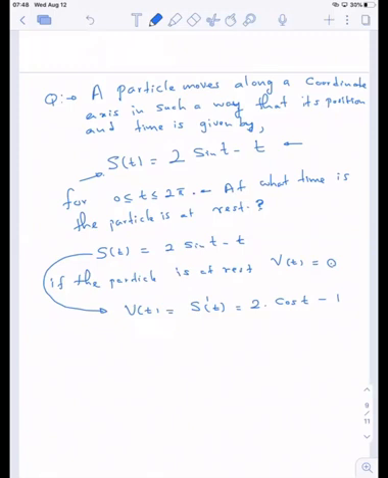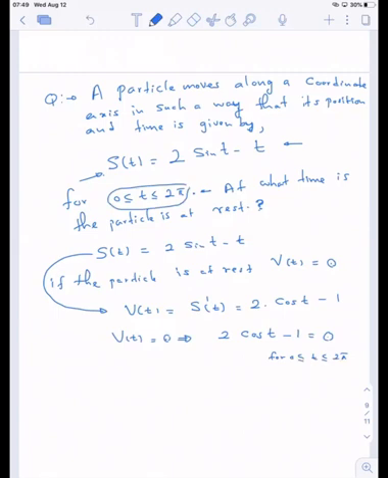And now we have the function of the velocity. Now if the velocity is equal to 0, that means v(t) should be equal to 0 for the particle to be at rest. So our velocity equation is 2 times cosine t minus 1 equal to 0. And another thing that we know is this function is valid only between 0 and 2π, right? So that is given. So velocity for t between 0 and 2π.